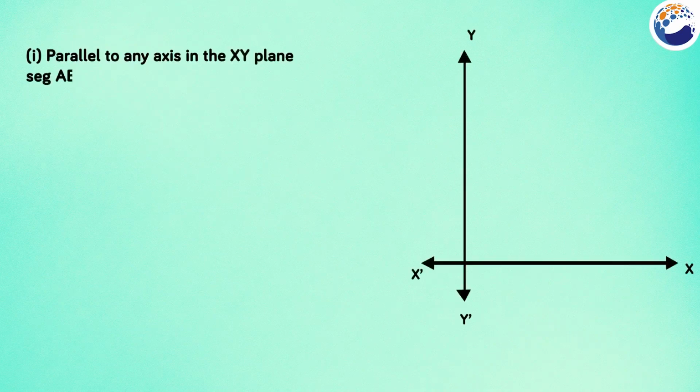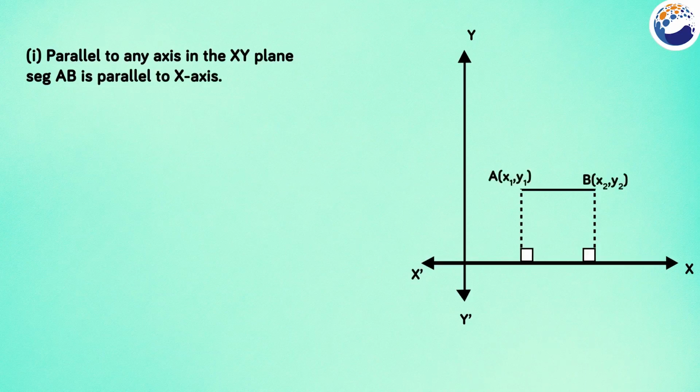Consider a segment parallel to any axis in the xy plane. In the figure, segment AB is parallel to the x-axis. The y coordinates of points A and B are equal. Drawing segment AL and segment BM perpendicular to the x-axis, we get quadrilateral ABML, which is a rectangle. Therefore, AB is equal to LM, but LM is equal to x2 minus x1. Therefore, AB is equal to x2 minus x1.